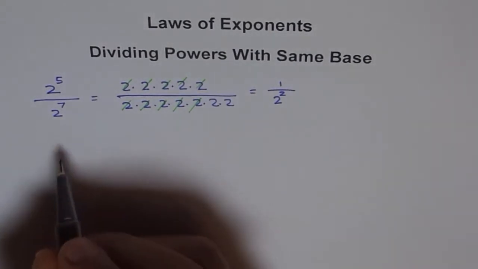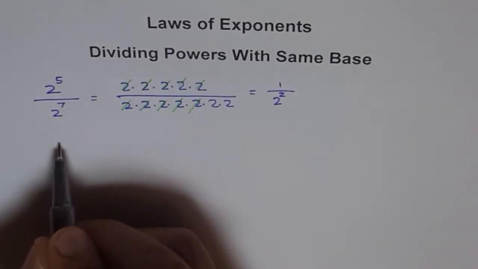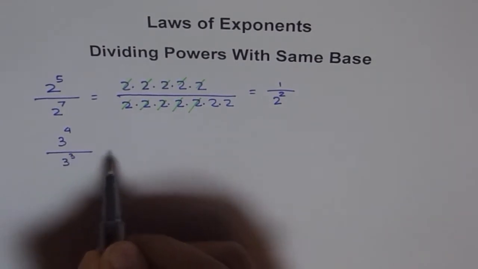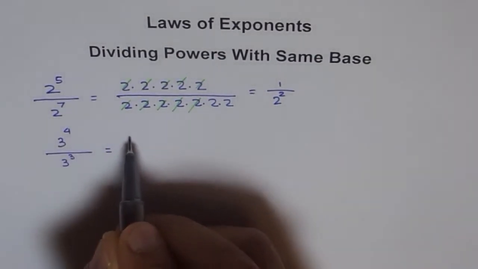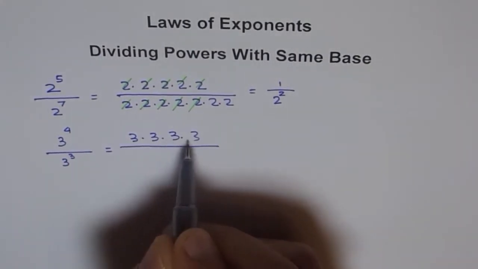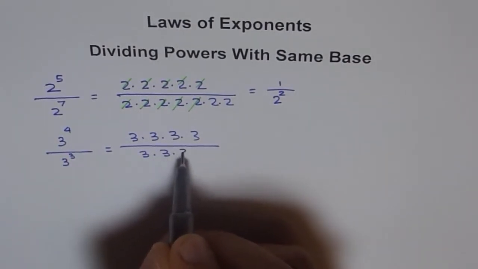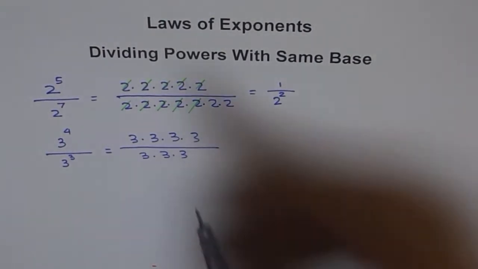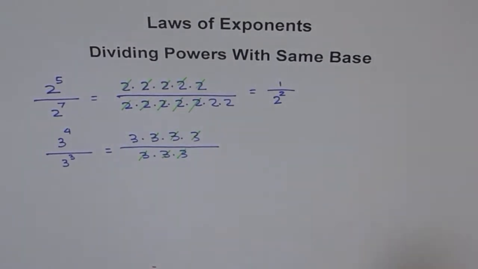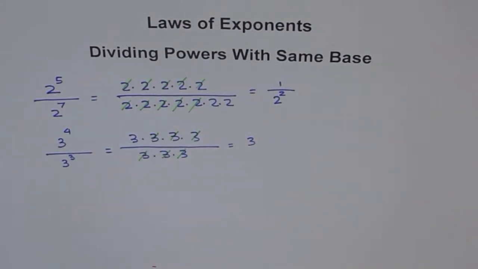Now, let's take another example. This time we'll take the numerator more than the denominator and see what happens. So we have 3 to the power of 4 divided by 3 to the power of 3. Now in this case, 3 to the power of 4 is 3 times 3 times 3 times 3, so 4 factors of 3. And 3 to the power of 3 means 3 times 3 times 3. As in the last case, we can cancel out the common factors of 3 and we are left with 3, which is just 1 power. We normally don't write 1 on the top.